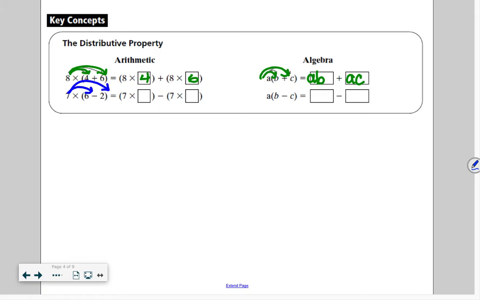In the first parentheses, it should be 7 times 6, then your subtraction sign, and 7 times 2 in the second parentheses. Notice it was a subtraction sign inside, so it's a subtraction sign between the 2 products. Next one, again, use your pencil, draw an arrow from the A to the B and the A to the C to show you're distributing the A. In our parentheses, it should be A times B minus A times C.